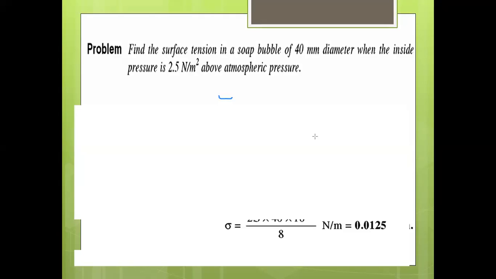Now here it is a soap bubble, means we have to use the formula P equal to 8 sigma upon D. The diameter of soap bubble is given, D is equal to 40 mm. Convert that to meter. Pressure is given as 2.5 Newton per meter square. There is no need to do the conversion.